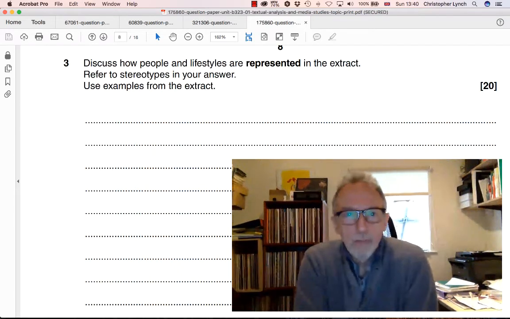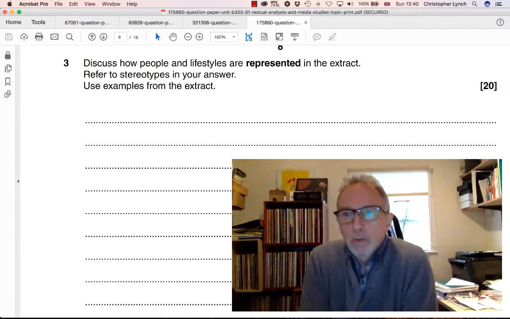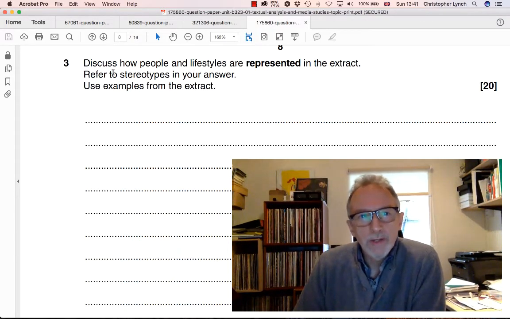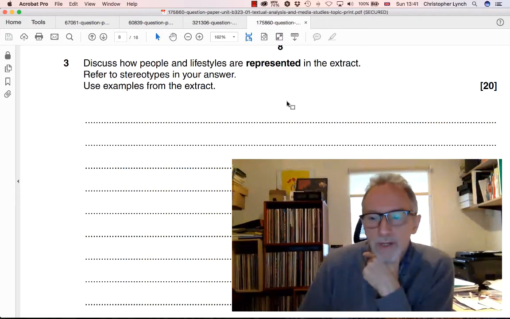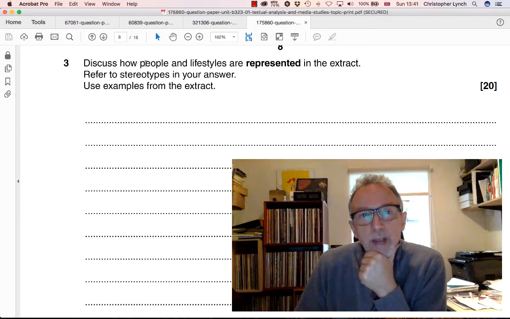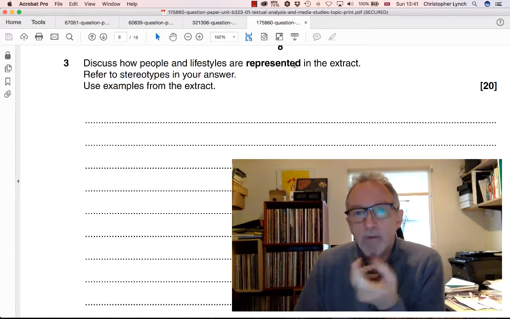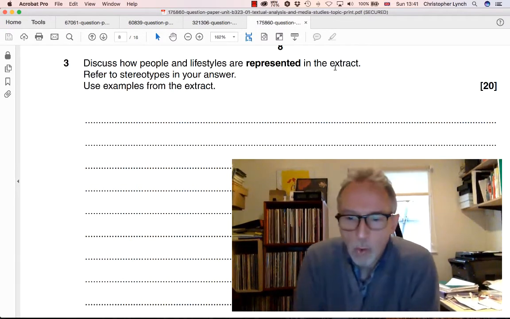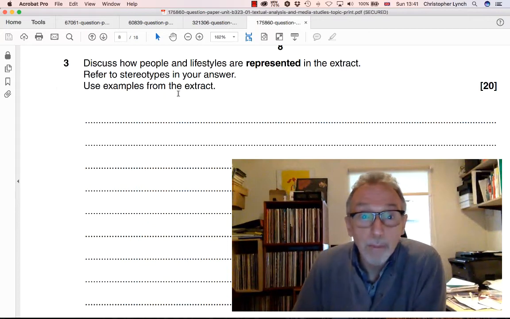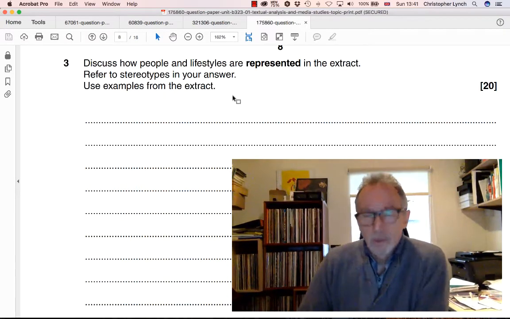Okay, so far we've looked at two lifestyle magazines and two question threes. The first one, when we looked at the magazine called Pride, was the question: discuss how people and lifestyles are represented in the 4 pages of the extract. Refer to stereotypes in your answer and use examples as well to illustrate the points that you're making.